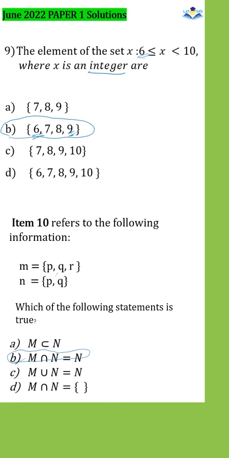M intersect N. What do both of them have in common? They have P and Q, and that is also equal to set N. So the answer for question 10 is B.